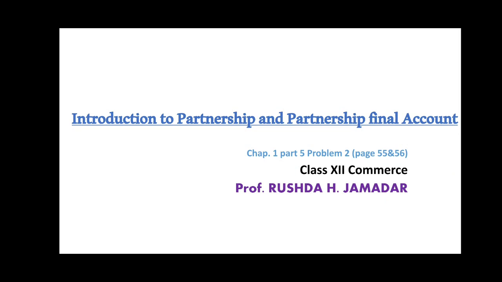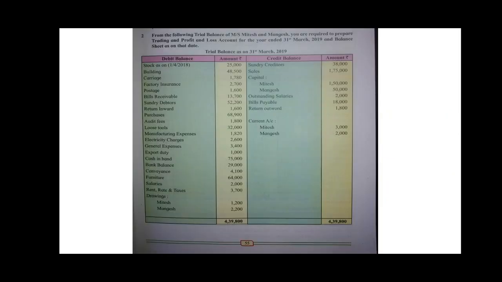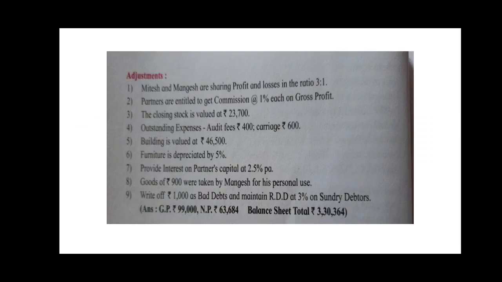In this video, we'll go for 12 commerce accounts. In part 5 of chapter 1, we will study problem number 2 of chapter 1, Introduction to Partnership and Partnership Final Account. You can refer page number 55 and 56 of the textbook. In this way, the question is given. Observe the question. After it, adjustments are given.